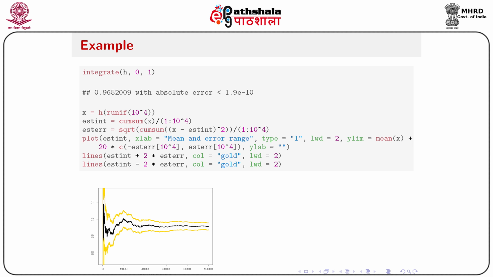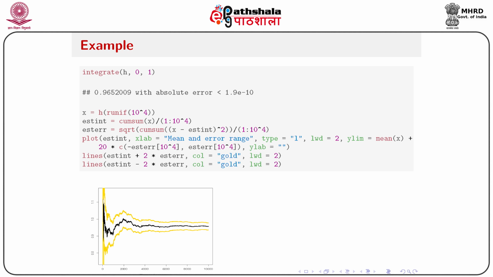Now we'll integrate it. For integration, the integrate function is there. Just integrate h from 0 to 1, where h is the function that you are going to integrate, over 0 to 1. It will give a numerical integration, and that value is around 0.96509 with absolute error 1.9 times 10 to the power minus 10.